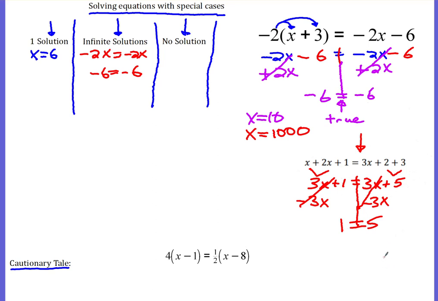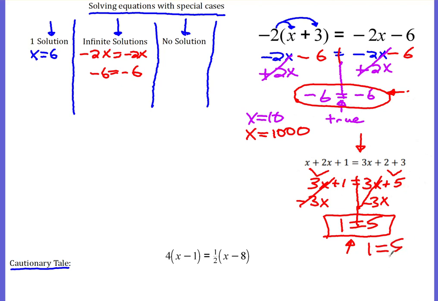And 1 equals 5 is kind of like the case where I got negative 6 equals negative 6. That was true no matter what I plug in for x. So x doesn't really affect this equation. I could plug in anything, negative 6 equals negative 6. However, here I plug in x, it still doesn't affect it, but it affects it in a way that keeps it untrue. So 1 equals 5. That's not true if x equals 0. It's not true if x equals 10. It's not true if x equals 100 million. It is never true. So there's no solution for this equation.